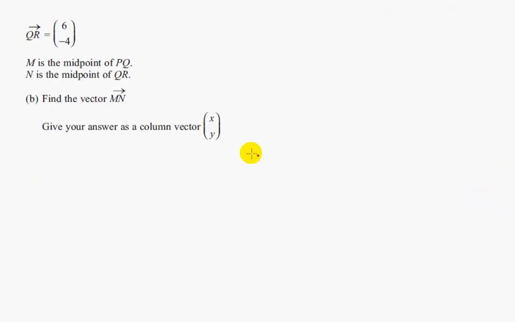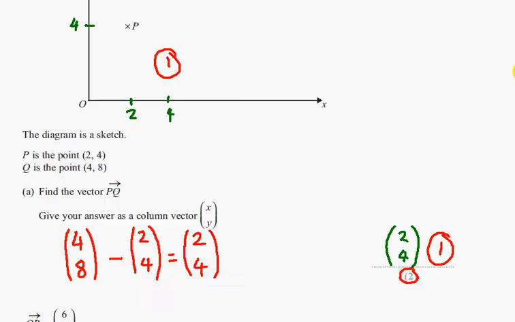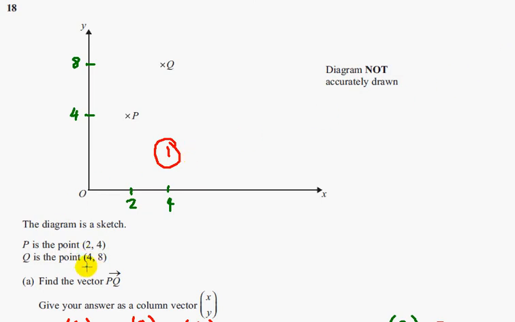So it says vector QR is (6, -4). M is the midpoint of PQ. N is the midpoint of QR. Part B says find the vector MN. Give your answer as a column vector. So QR is (6, -4). Q is (4, 8), and Q to R has a vector of (6, -4). That means 6 to the right and 4 down.